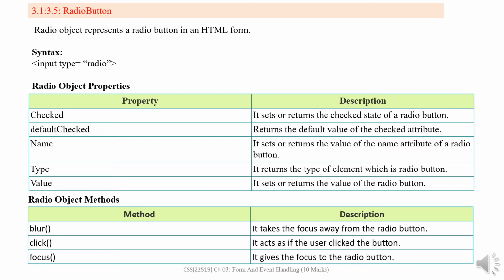These are the object properties. The object methods are blur, which takes the focus away from the radio button; click, which acts as if the user clicked the button; and focus, which gives the focus to the radio button.